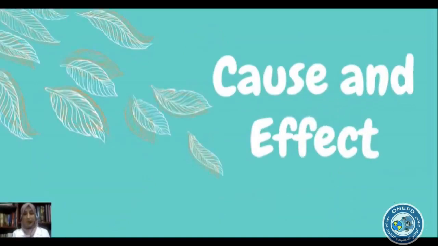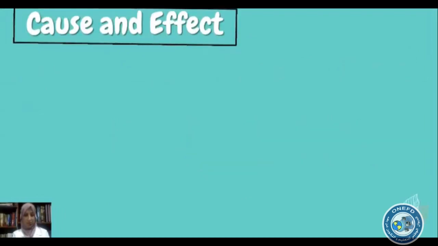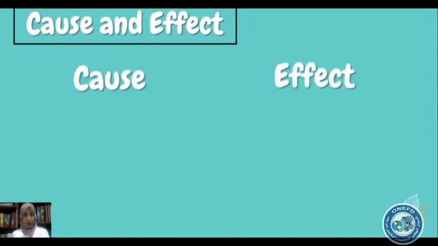So let's quickly explain what is cause and what is effect. If you are going to use a cause, you need to ask the question, why did it happen? It means the reason why something happened. For effect, we need to ask the question, what happened? It means the result in the end. What happened in the end? Let's see an example.